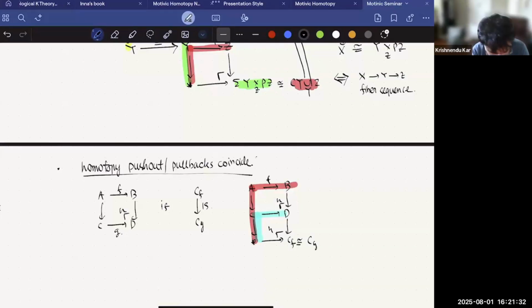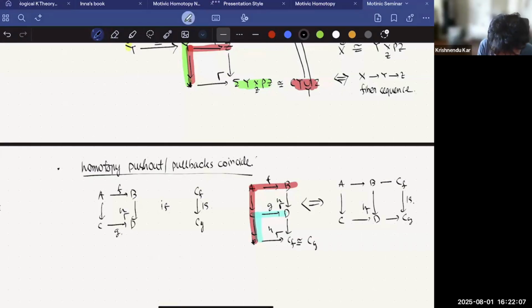Good. So it's a pushout square if and only if, how do I state it, your square A B C F, C D C G, I can extend this square like this, and this map is a stable equivalence. That's an if and only if condition.